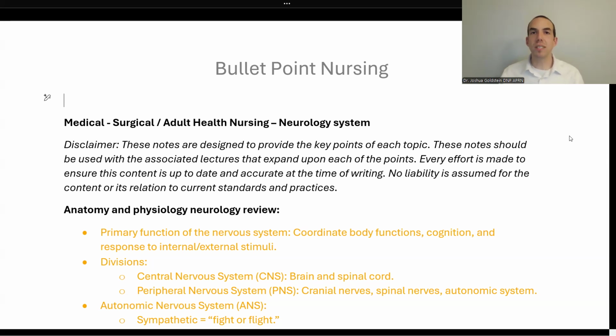First, we have the central nervous system and the peripheral nervous system. The central nervous system includes the brain and the spinal cord. The peripheral nervous system includes the cranial nerves, the spinal nerves, and the autonomic nervous system. The autonomic nervous system has two parts that you're probably familiar with, the sympathetic and parasympathetic systems. Sympathetic is fight or flight, parasympathetic is rest and digest.